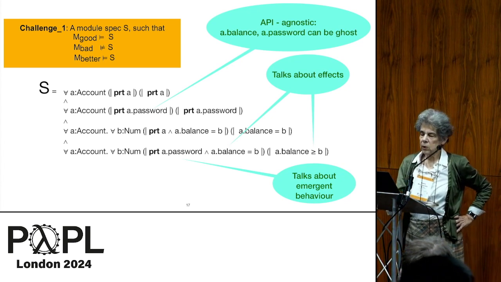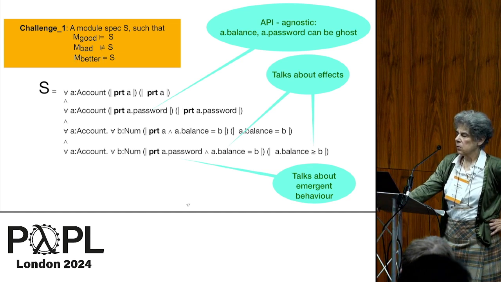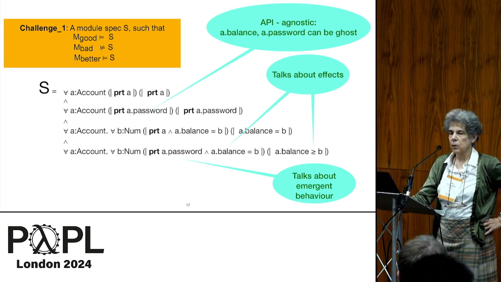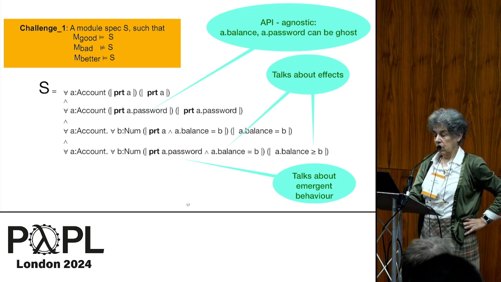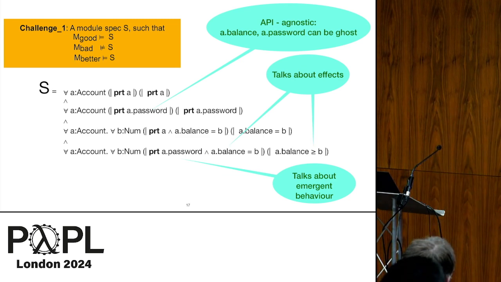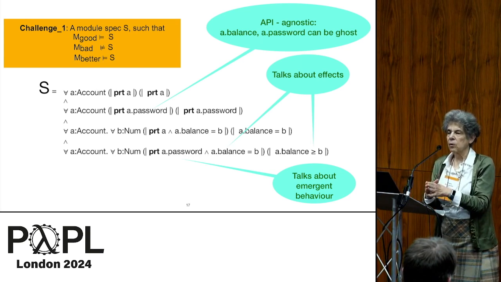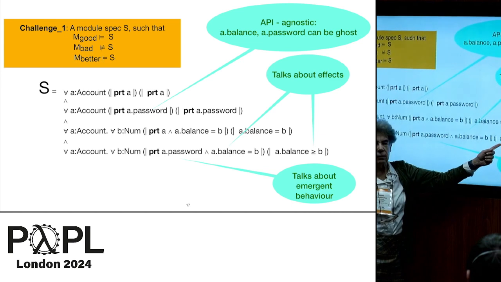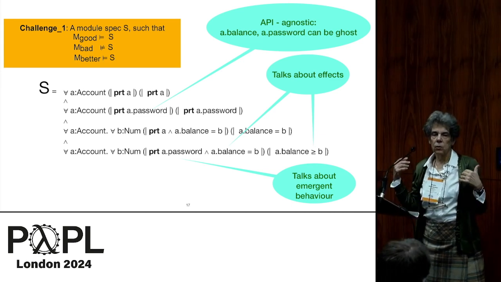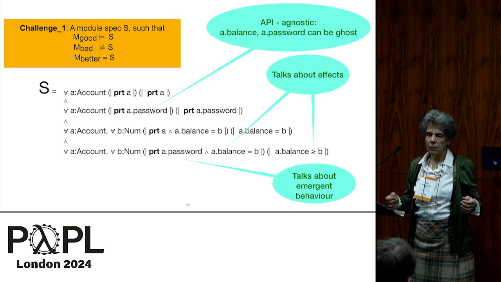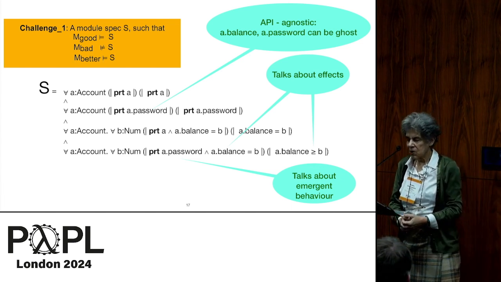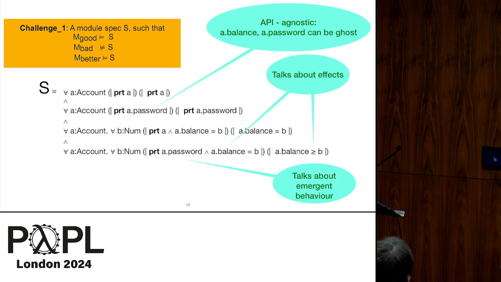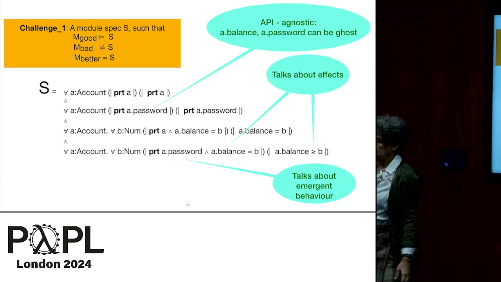So there are a couple of things to notice. The first one is that the specification is API agnostic. We're talking about effects. We don't talk about the particular functions that are exported by the module. The last thing to notice is that the specification makes promises about the emergent behavior. Several internal calls to the module. I can call a payment method, a set password method, a give me my statement method, make another person an owner, and so on and so on. Here I have got any number of calls in between, and therefore we're talking about emergent behavior.